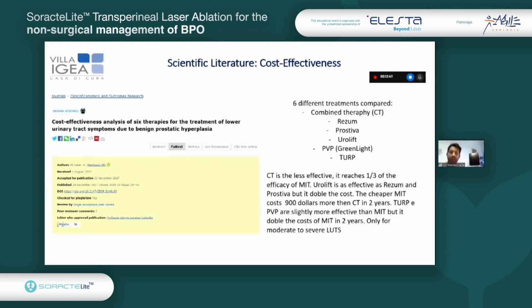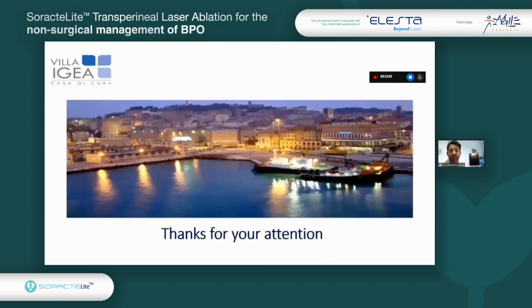So the take-home message is that this is a good technique to spare the ejaculation, but it should be considered as an alternative to medical therapy rather than to a definitive treatment like HOLEP. That's it. Thank you very much.